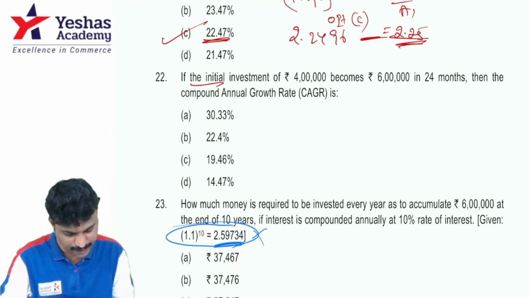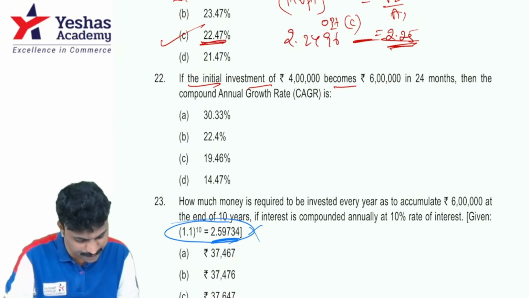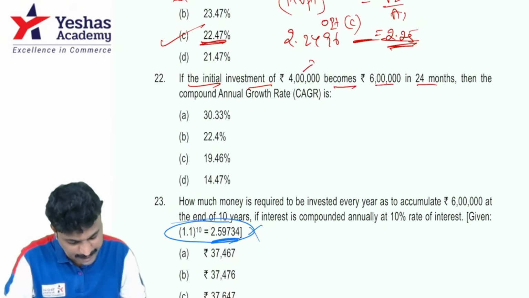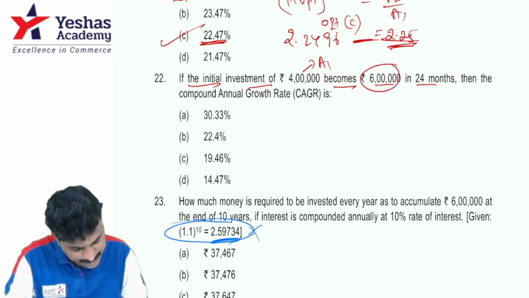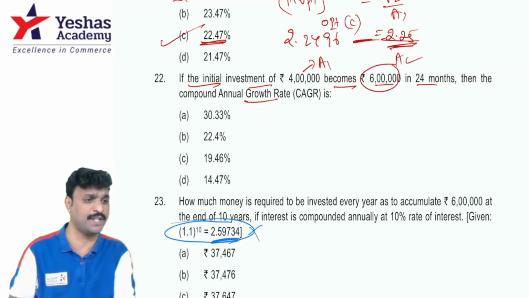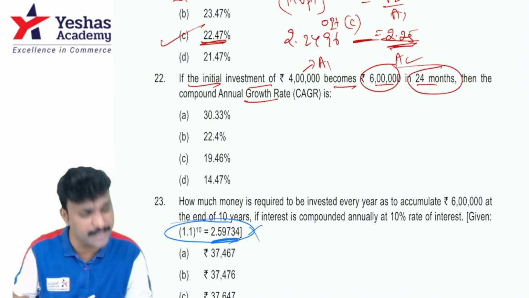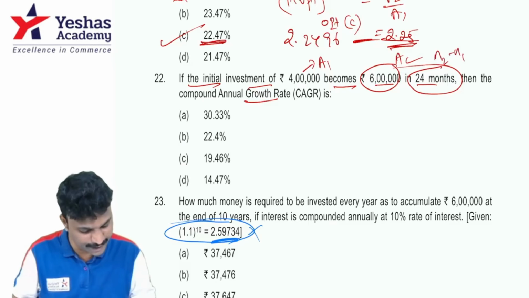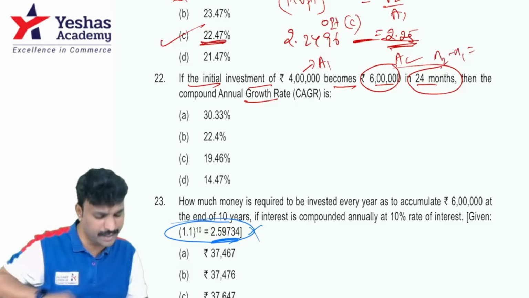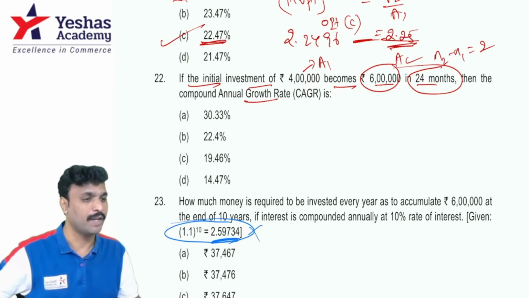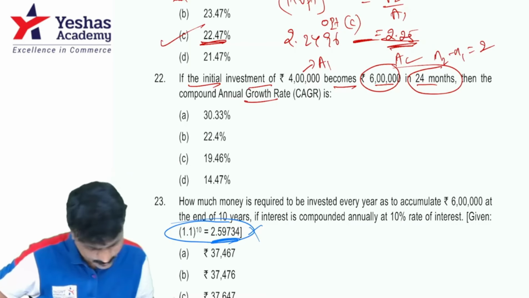22nd question, guys. If the initial investment of 4 lakh becomes 6 lakh, 4 lakh is A1 and 6 lakh is A2. Guys, they're asking us to find CAGR. So first value is A1, the last value is A2. In 24 months, the difference between N2 and N1 is 24 months, means how many years? 2 years. Is it clear? 12 months is 1 year, 24 months is 2 years.